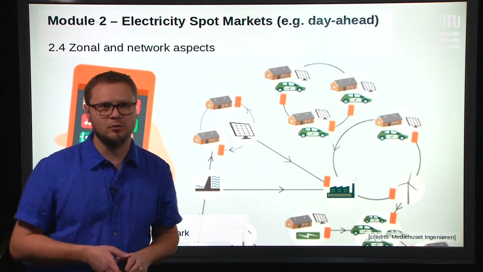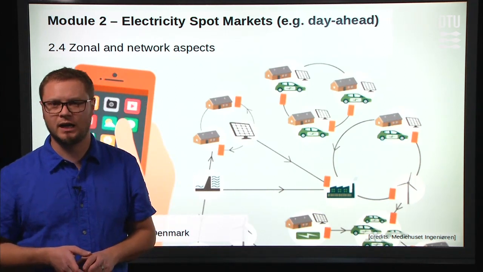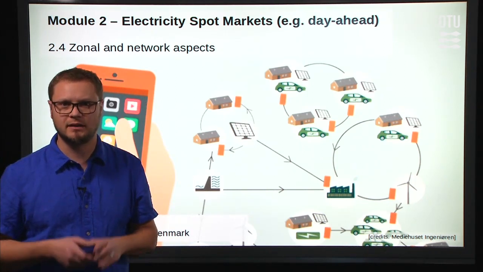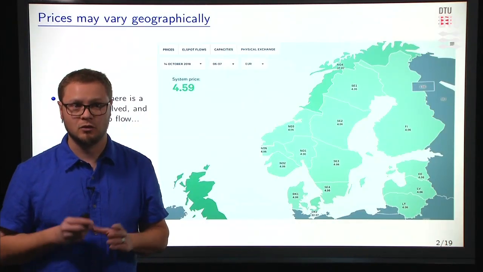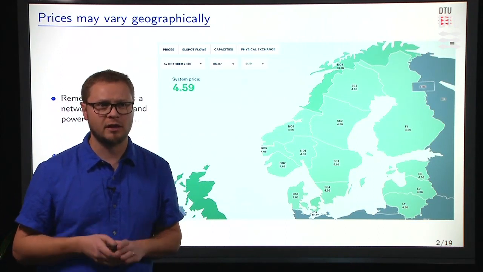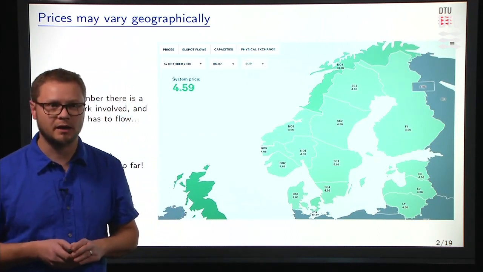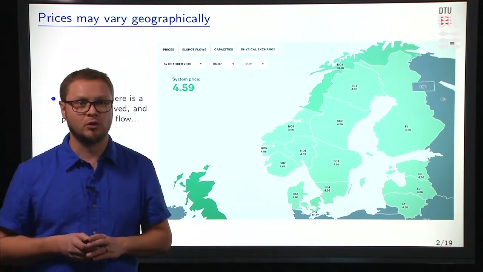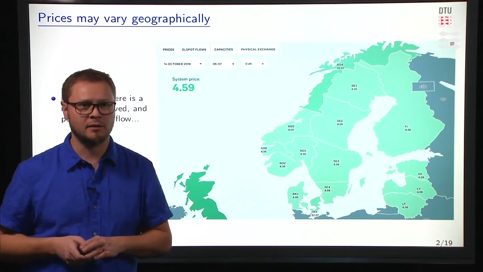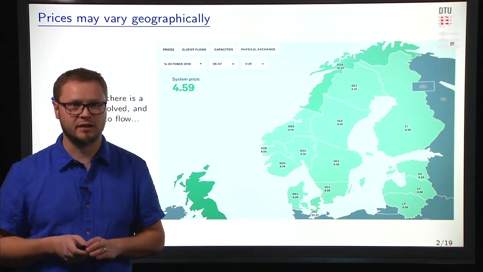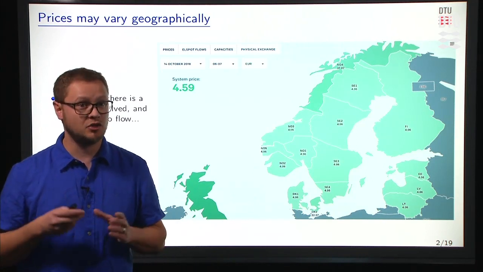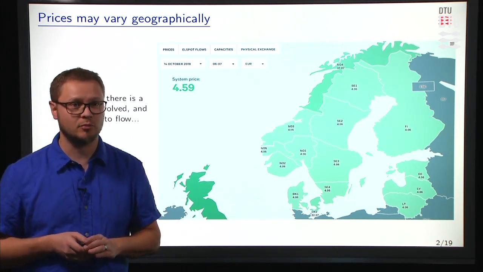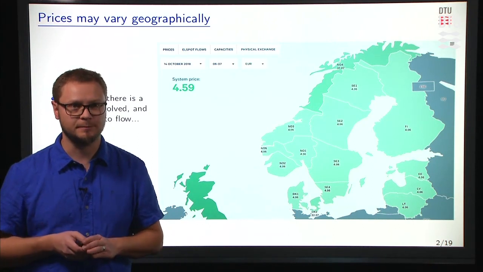Hi, let's now move on to the fourth block of Module 2 Electricity Spot Market, which looks at zonal and network aspects. So far we've discussed market organization, auctions, market clearing, settlement, but we've considered that we had a single market where everybody was represented, both supply side and demand side.